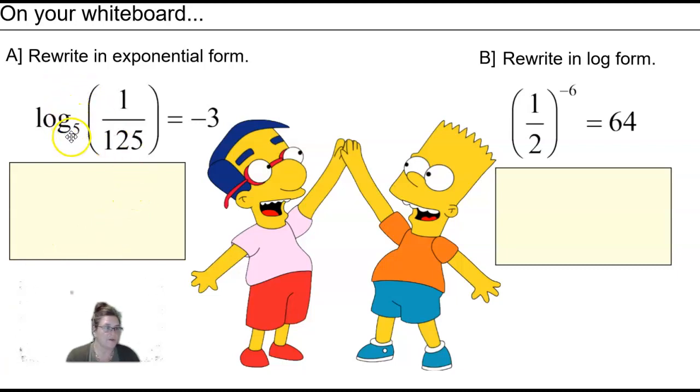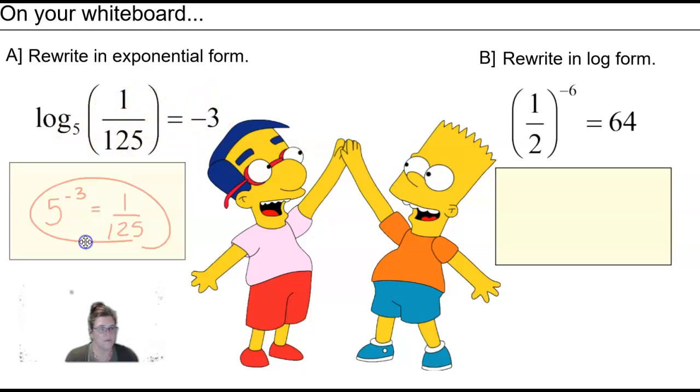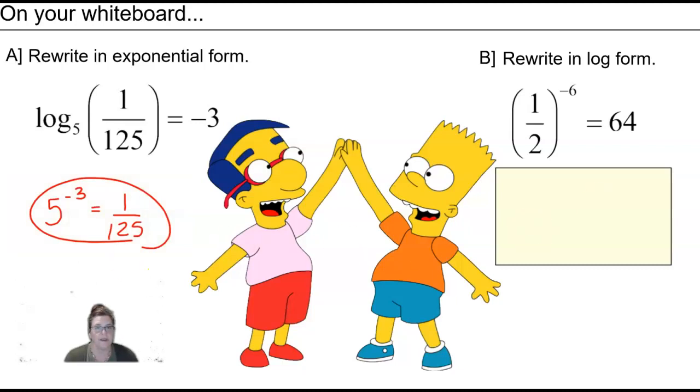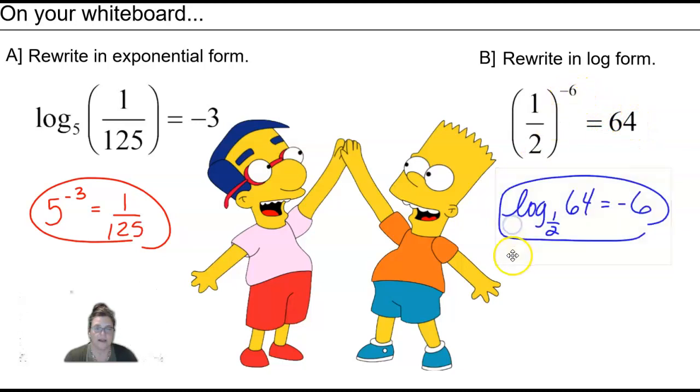So we want to rewrite log base 5 of 1 over 125 equal to -3. So our base is 5, our exponent is -3, and the answer is 1 over 125. Okay, then in example B, we have a base of 1/2. The argument of the log is 64, and that equals the exponent, which is -6. So log base 1/2 of 64 equals -6.